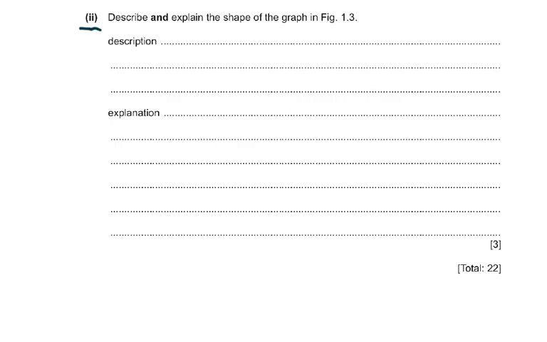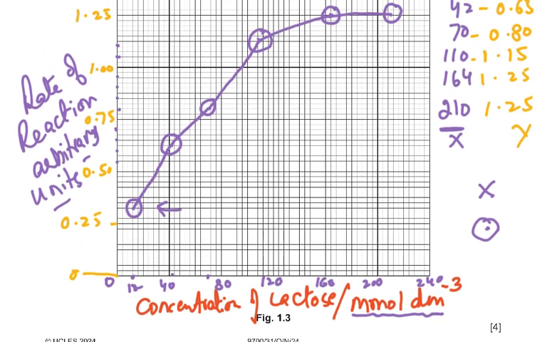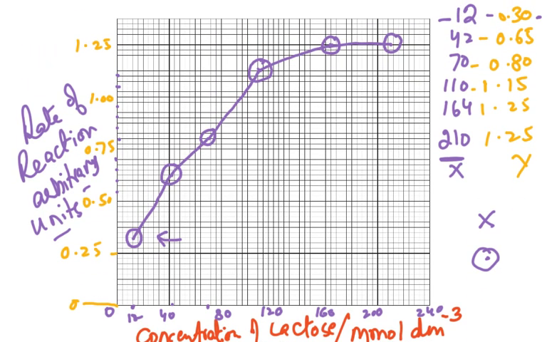Coming to the last part of question 1. This was for total 22 marks, this question. Describe and explain the shape of the graph. Now, description means there's no bio. So you have to describe this graph. Now, describe the graph is a simple sentence which everybody must know. I hope your English is good enough and you don't write in Urdu the answers. Rate increases as lactose concentration increases and then plateaus. Rate increases, as you can see here, and then it plateaus.